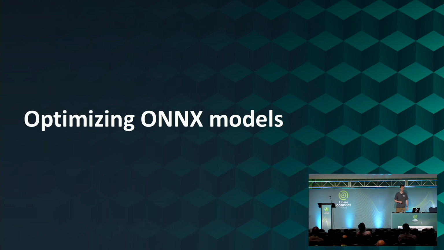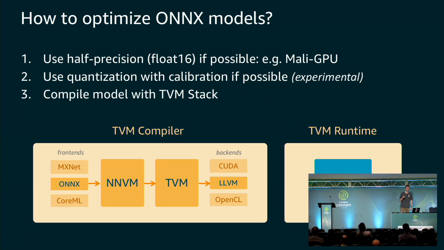Okay, and the last thing I'd like to talk about, and I realize there is a talk afterwards in a lot more detail about this, but I want to give you an overview of how to optimize ONNX models. So the first thing is look towards half precision, if possible. So I think the Mali GPU has operations on float 16, so it depends on what framework you're using, whether you can use these. Then quantization, if you're looking at int 8, then you have to look towards calibration to make sure you're doing this properly. And there's some experimental examples and features in MXNet to be doing this.